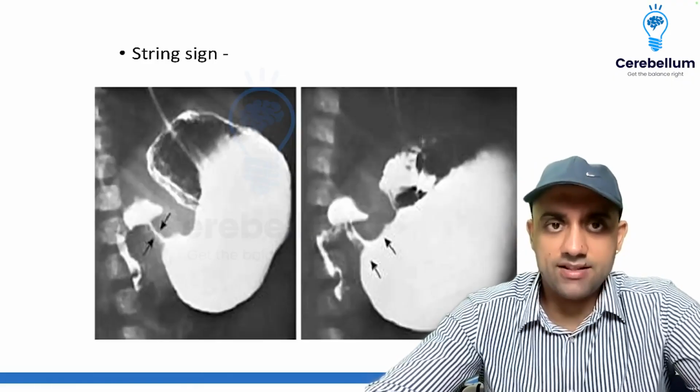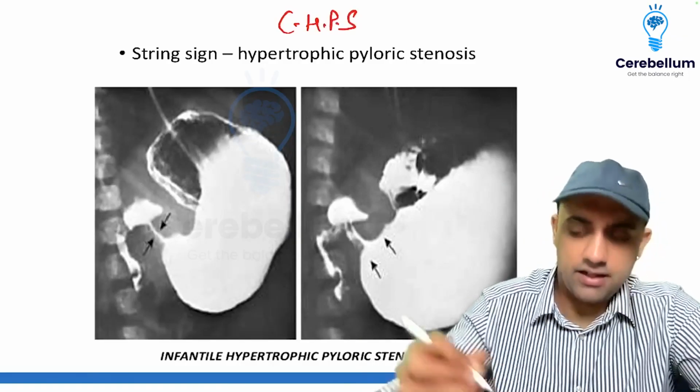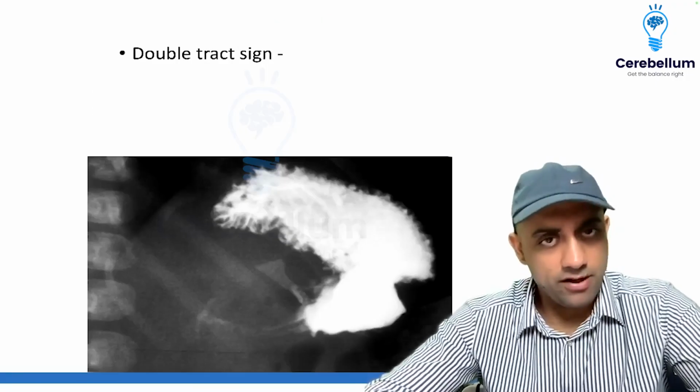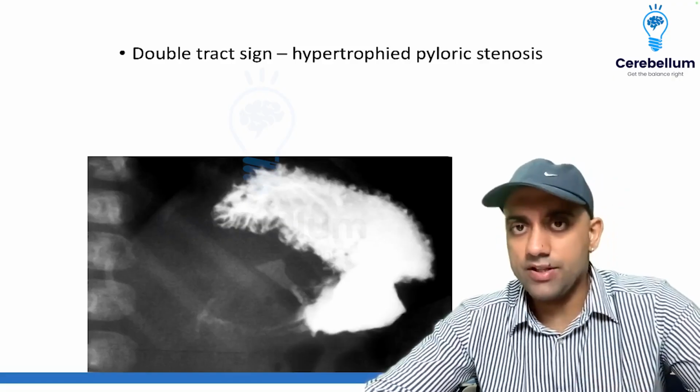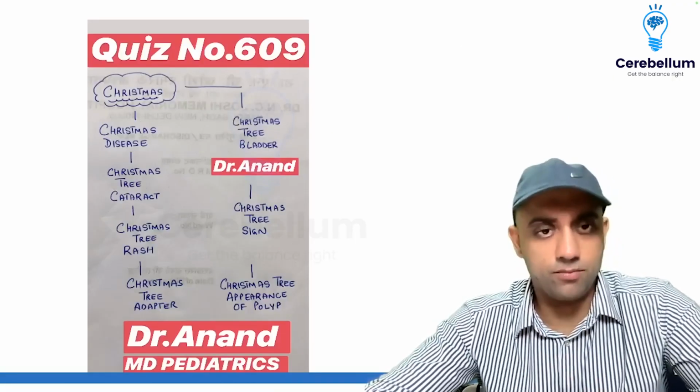Where do you see the string sign? CHPS, we have done that. String sign, multiple signs are there. The string sign you see in congenital hypertrophic pyloric stenosis. Double tract sign also you'll see in CHPS. Mother would have taken which drug? This one, erythromycin.